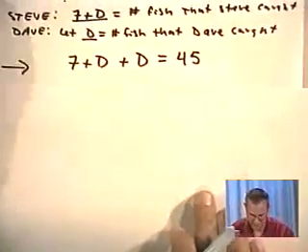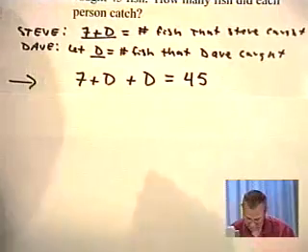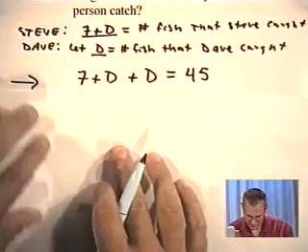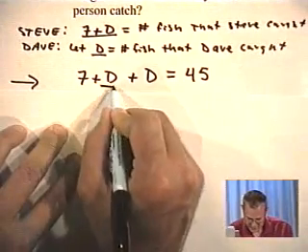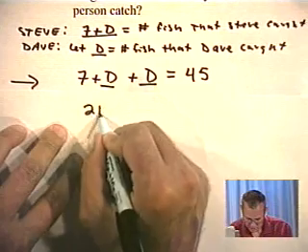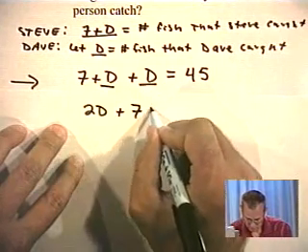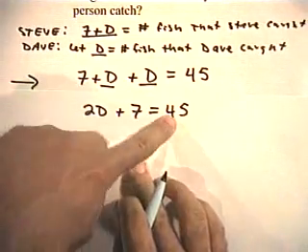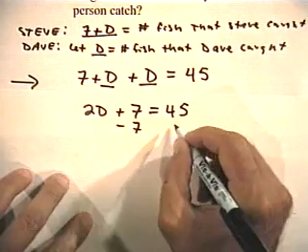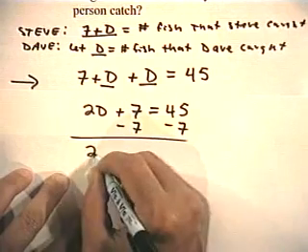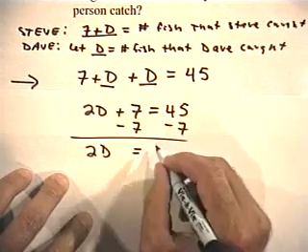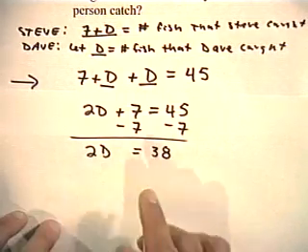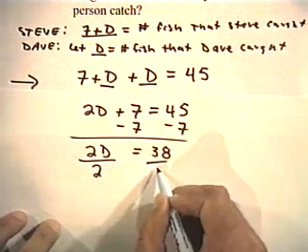Let's solve this equation. Notice this is a linear equation. Again, I know it's linear because all my variables have a power of 1. So let's combine like terms. 1D plus 1D is 2D. Now we want to solve for D, so I'll subtract 7 on both sides. 2D equals 38. And then to solve for D, we'll divide both sides by 2.